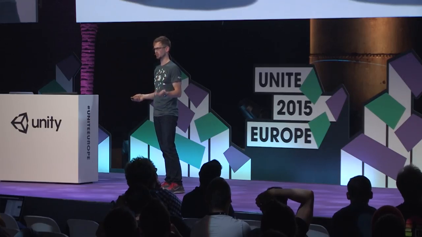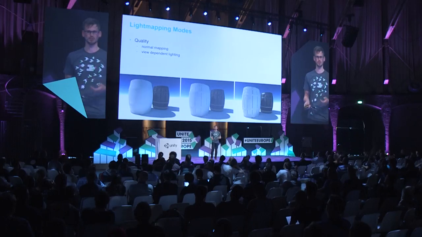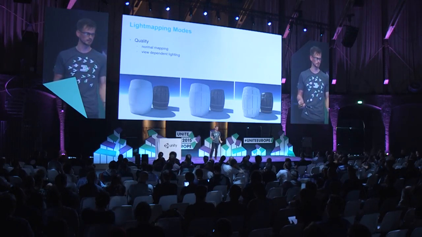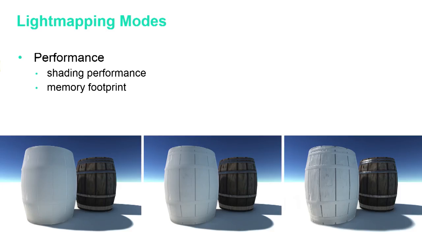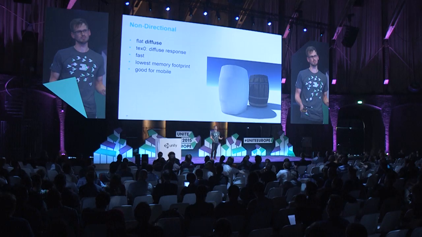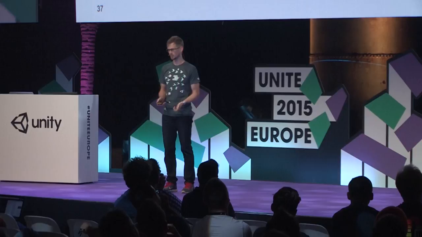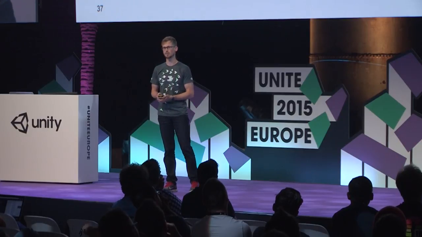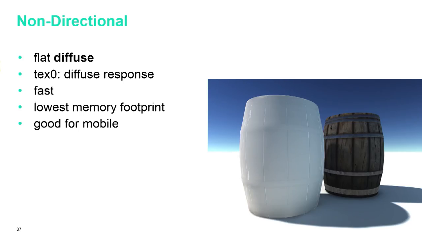For the different light mapping modes, we have a trade-off between quality and performance. And by quality, I don't mean the typical resolution, but actually the effects that you can achieve, which can be normal mapped or not, and view-dependent lighting, which can give you specular. And it's a trade-off both on the memory side and on the shader performance side. The non-directional mode is what we usually refer to as static baked light map. It's diffuse. It's just a single light map. It stores information about how much light is leaving the surface for a specific pixel. And objects that you light this way will be purely diffuse. There's no specular. But you can add real-time specular on top of it.